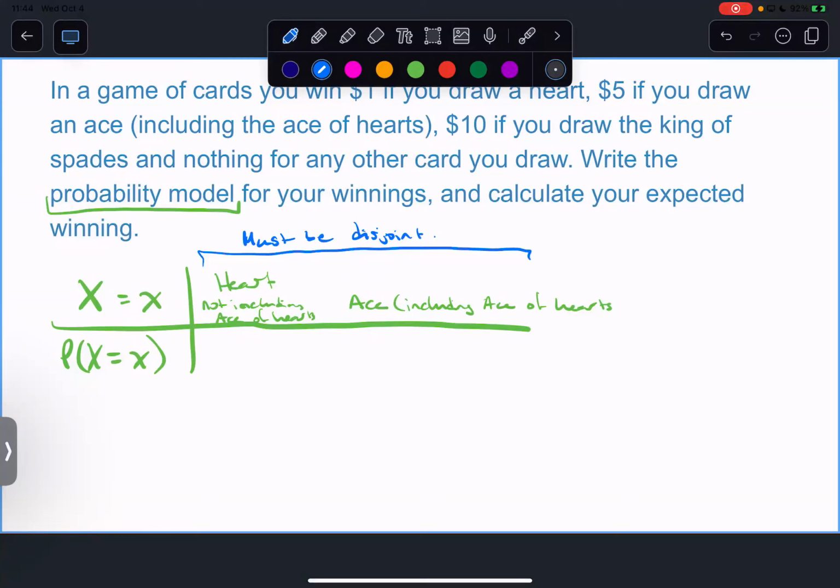But wait, there's more. Right, so now we've talked about the heart, the ace, and the ace of hearts, which is a special case, and then the king of spades, and then the final option is none of those things. You drew a card and it was none of those things. That can happen. King of spades. And some other thing. Right? You drew a card, it wasn't one of those things.